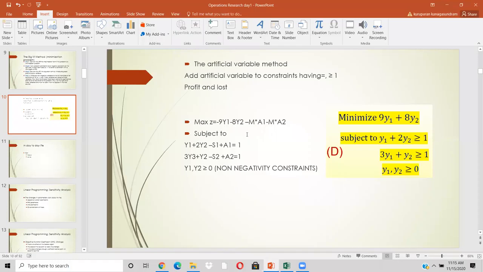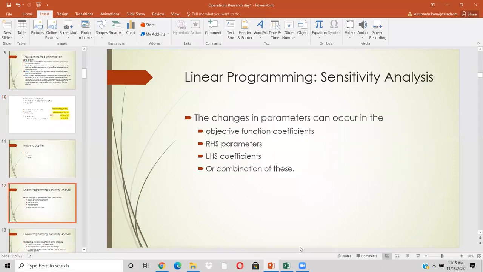Okay. The Big M method is introducing the artificial variable into the objective function. That's the difference. Okay. We'll see sensitivity analysis.